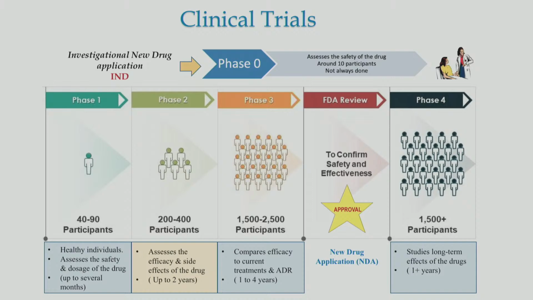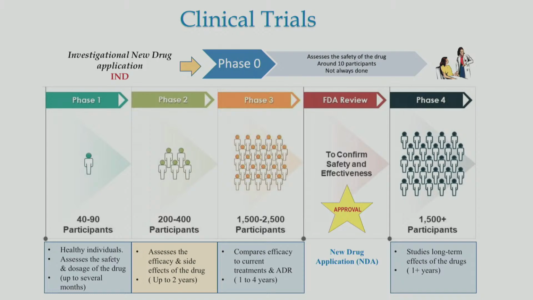Here we used to acquire 200 to 400 participants, who are patients. And here we assess the efficacy and side effects of the drug molecule. And the studies are usually carried out up to 2 years. And the next phase is phase 3. Here a large population, like 1500 to 2,500 participants, will be acquired. And here we compare the efficacy of the drug molecule with the existing treatment and also check the adverse drug reactions. These studies can be done from 1 to 4 years.